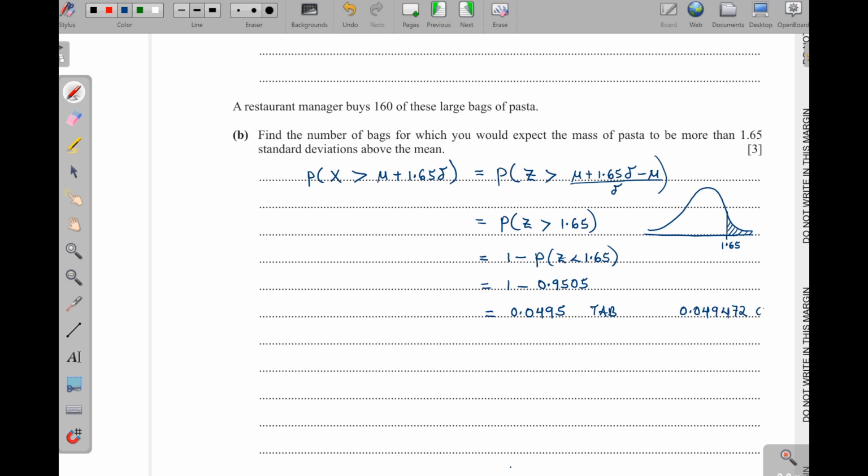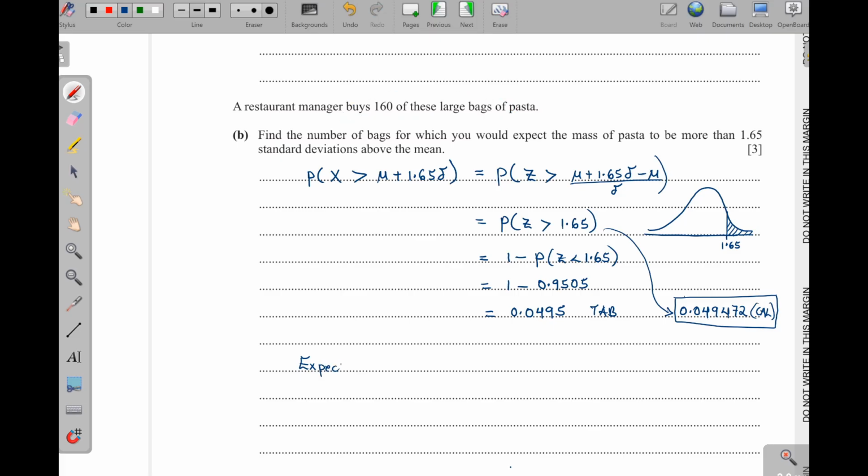0.049472. This is from the calculator. Right away, you see? Now, this answer to 3 significant figures is going to be 0.0495 also. You see that? Now, expectation: you get just the probability and then times the number of these bags.